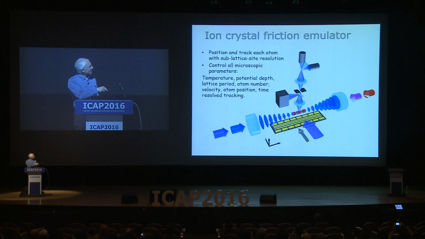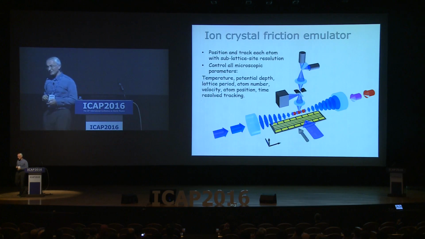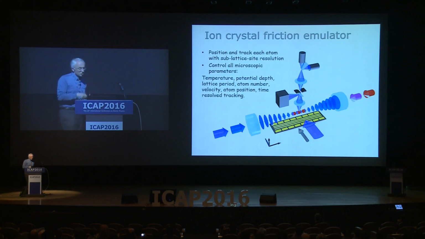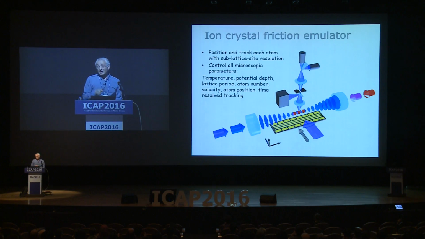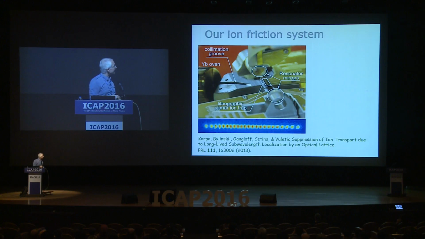We have a standing wave of light. We use resonator mirrors to make the light intensity stronger. We have a Paul trap, which is a microchip trap that we can use to displace ions back and forth along this optical lattice. And then we have an imaging system that allows us to resolve in real time where the ions are. We can measure even the position of the ions relative to the optical lattice with a resolution of about 10 to 20 nanometers.